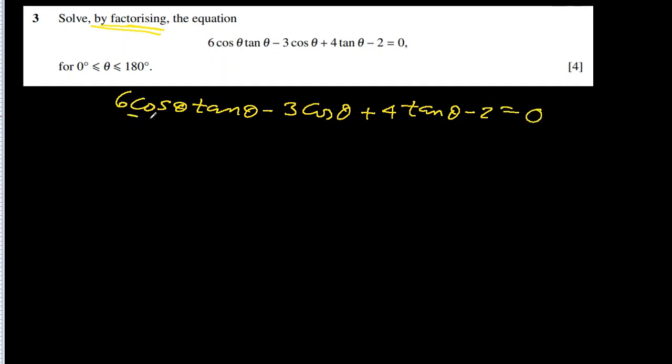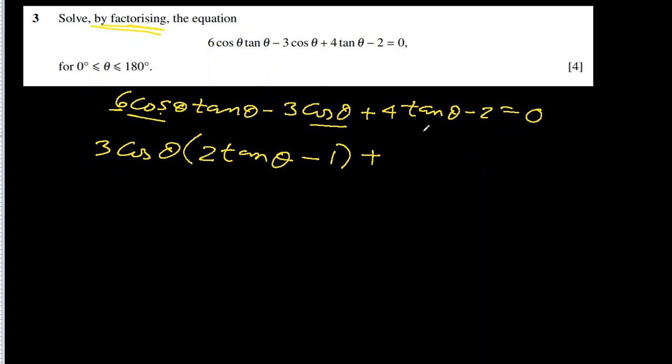Now cos theta is in both of these, so let's take 3 cos theta common. 3 cos theta is the GCF of these two. So we'll be left here with, out of 6, 3 is out, so 2 left. Cos theta is already out, so we're left with just tan theta. Minus, whole of 3 cos theta is out, so we'll be left with only 1. Plus, in these two, only this number 2 is common, so we'll take that as common one, and we'll be left with 2 tan theta minus 1 equal to 0.